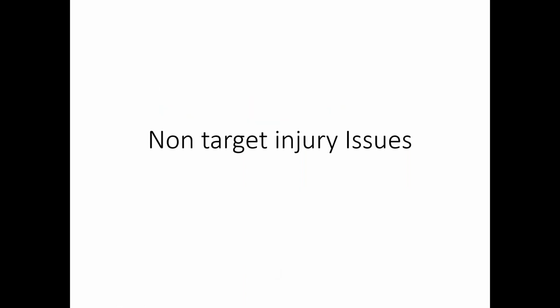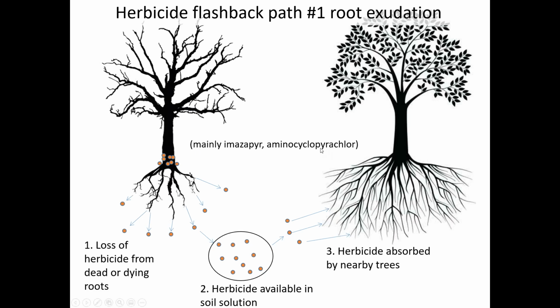Non-target injury issues to finish up here. Imazapyr and aminocyclopyrachlor can definitely flash back from a basal application, exuded from dead roots and picked up by live trees, okay? So that can happen. From root exudation, so translocation of that herbicide down to the roots, the roots die, it's released, active in the soil, other species get it. Yes, we know that can happen.